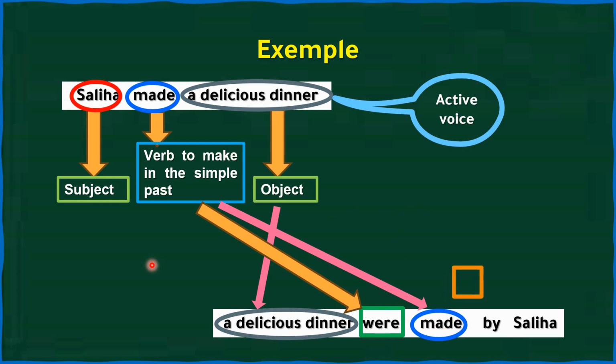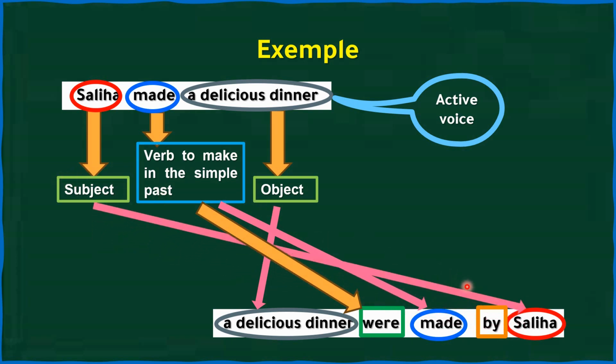And also we have by. By is a preposition. It is optional. We can add it or we can drop it. And we have Saliha, who is the subject here, and in the passive voice she becomes an object.